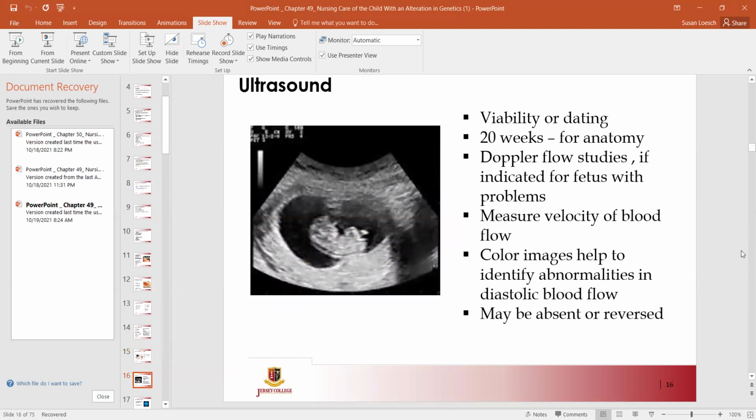The ultrasound, which looks at the baby's viability. So we're looking for structural malformations, usually done between 18 and 20 weeks. Looking at blood flow studies, okay, the velocity of the blood flow, and Down syndrome and other chromosomal abnormalities.